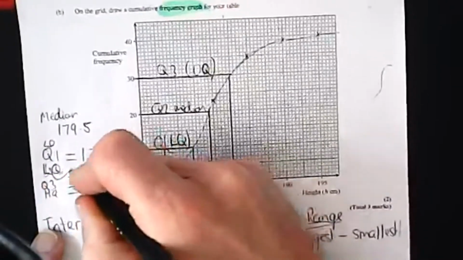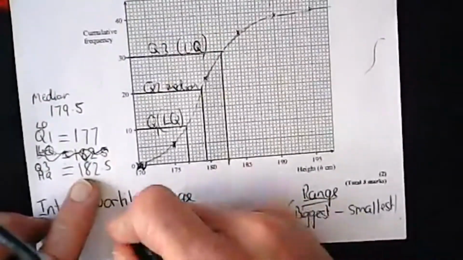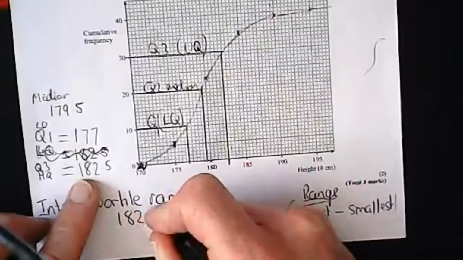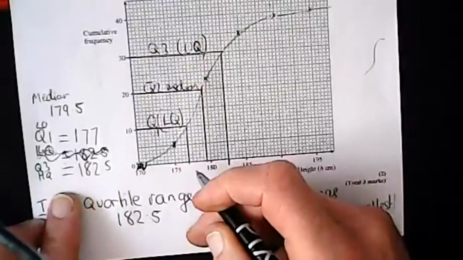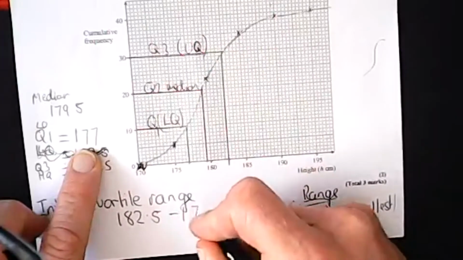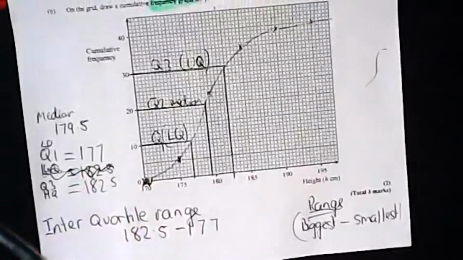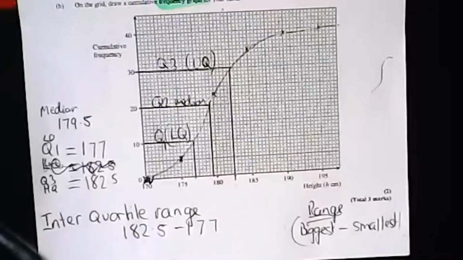182.5. It's getting a bit close together. So the highest quartile number is 182.5, and the lowest quartile range is 177. So we take them away for the interquartile range, so it's basically that distance there. And the reason why that's most important is because that's where most of the scores are, in the middle of the population. Okay, so that's why this little measurement is really important.